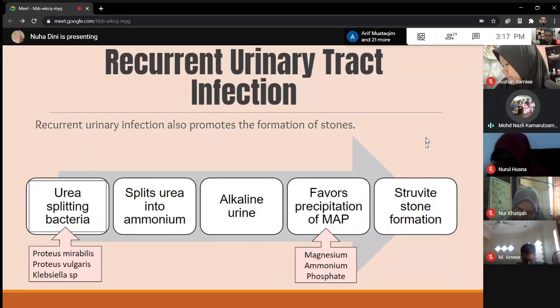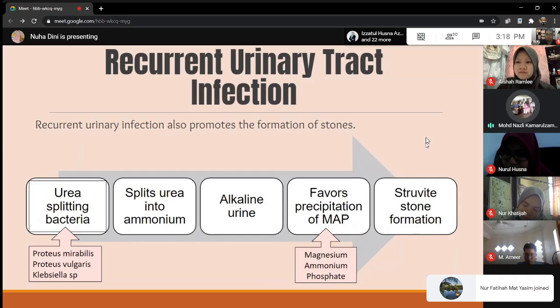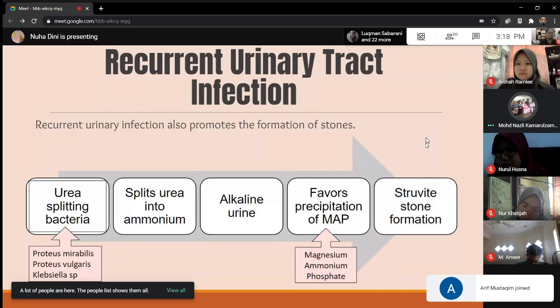These two charts are very important. One is for management, another one is for prevention. Let's say you get a patient with a stone, you send a urine culture, and the culture shows the presence of Proteus or this type of organism. You know that this patient has an infective stone. So we need to make sure the patient always has urine clear of infection to prevent recurrence. Okay, I think that's all for the first presenter.